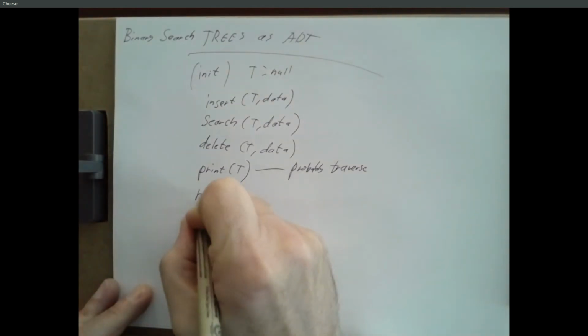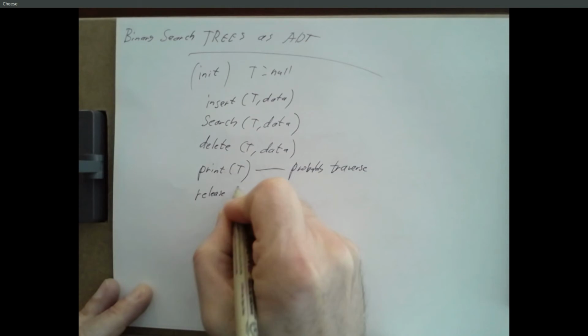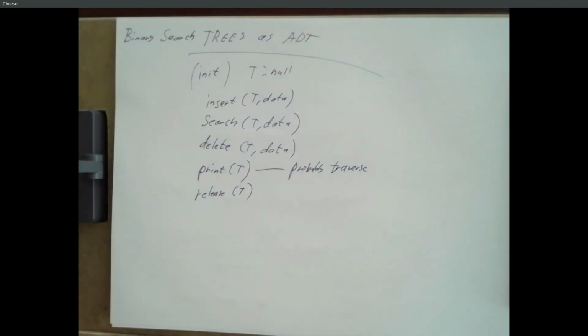And we could say release, which should delete all the nodes in the tree and return all the memory the tree is using back into the pool of available memory. And you'll do this at the end of PA4 so you don't have memory leaks. I'm not sure we need anything else here. Insert, search, delete, traverse. That's a pretty good collection.